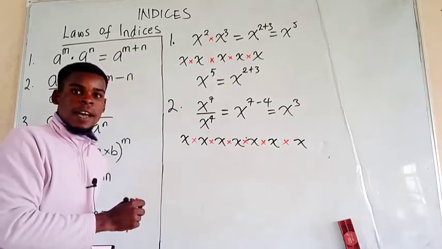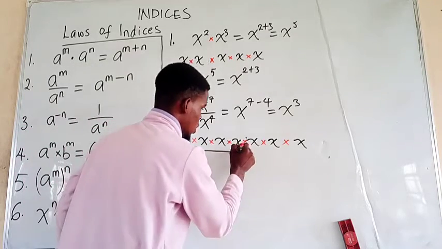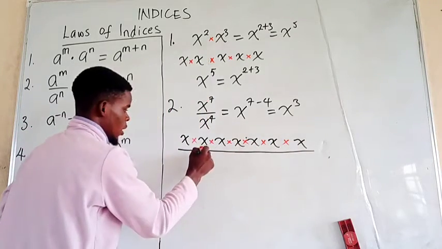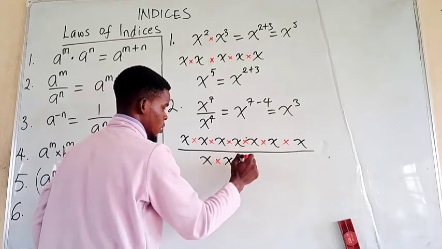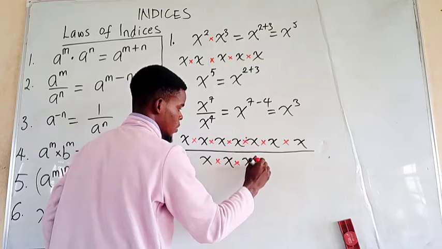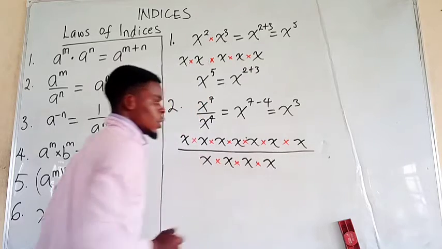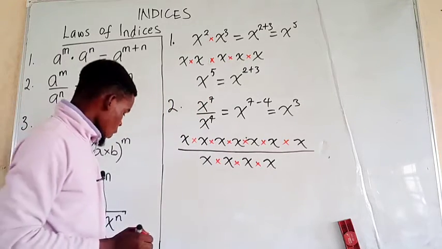In the denominator, we're just having 4 of them. So maybe I just put this down, right? And I'll put this down times x times another one, times another one like this. Okay, very nice.